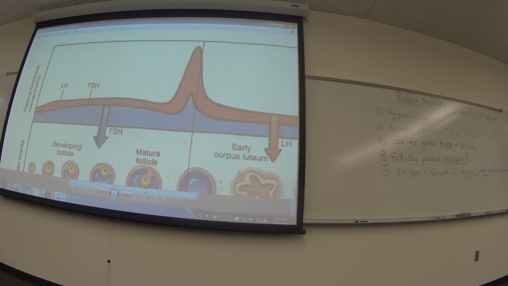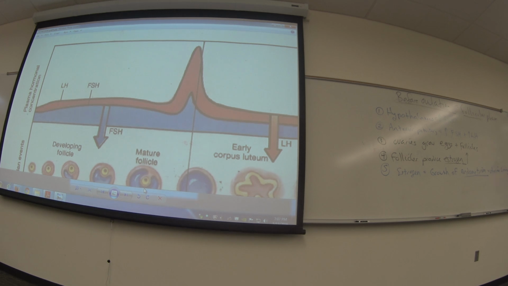So remind me again what LH and FSH tell you to do? Make follicles. Grow. Stimulate eggs, right? Which then tell you to make estrogen, which tells you to peak these. So when these hormones are peaking, that tells your body to ovulate, tells you to release the egg.